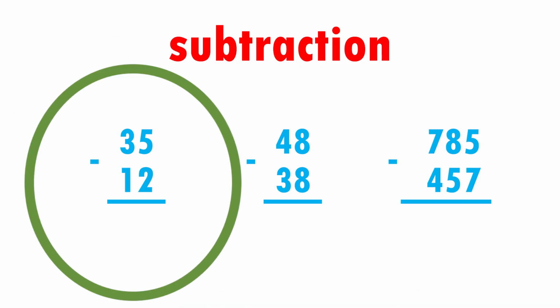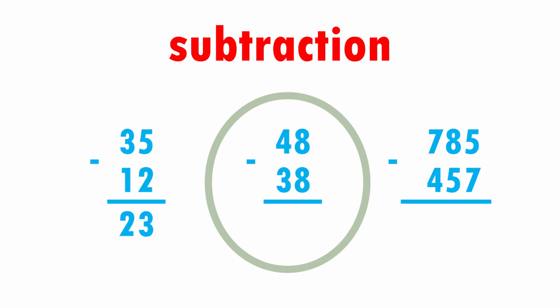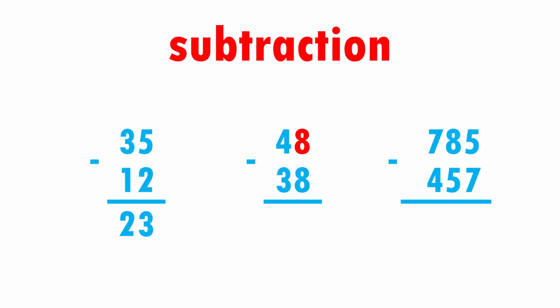First, let's subtract 12 from 35. Start with the ones. 5 minus 2 equals 3. Tens, 3 minus 1 equals 2. The difference is 23. Now 48 minus 38. Ones. 8 minus 8 equals 0. Tens, 4 minus 3 equals 1. So the answer is 10.